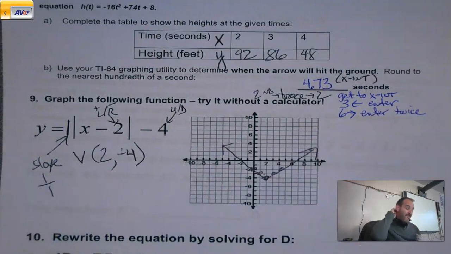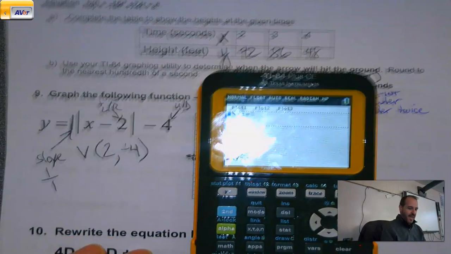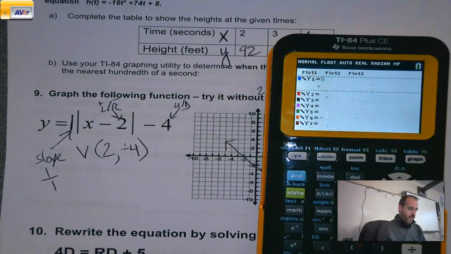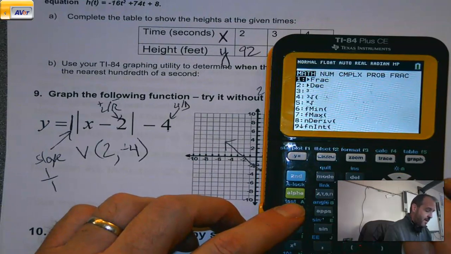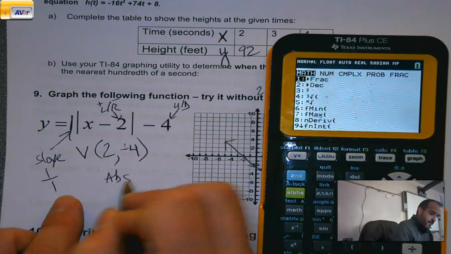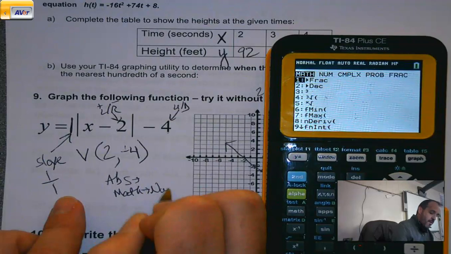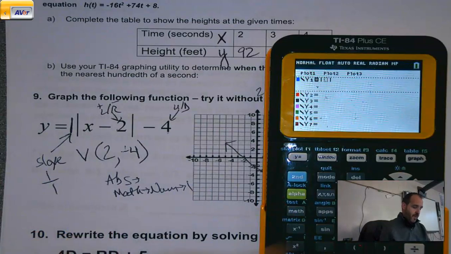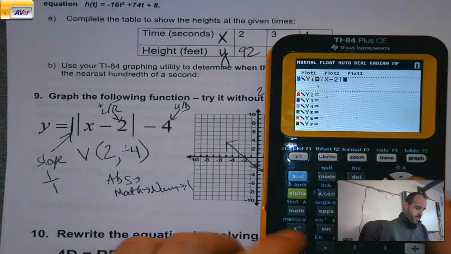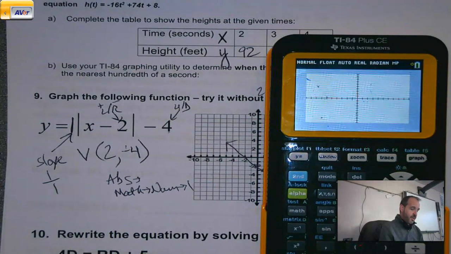Now, if I forget, okay, you don't have to do it without the calculator. So you're like, well, how do I get the absolute value again? And how do I get that glare off of there? There we go. If you need absolute value, it is math, over to num and number 1. X minus 2 minus 4. And I can pull the graph that way.